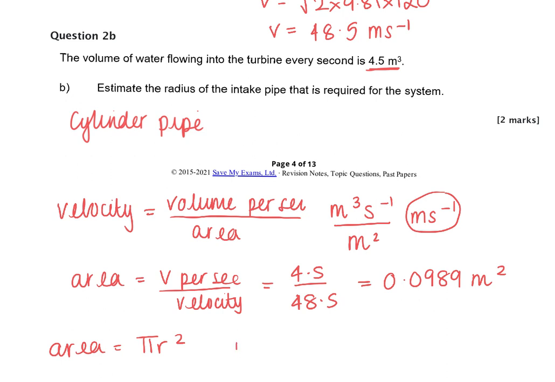The area of a circle is pi r squared. So if we arrange that for the radius, we'd have the area divided by pi, square rooted. So if we pop in that area up there, 0.0989 divided by pi, all square rooted, you will get a radius of 0.17 meters.